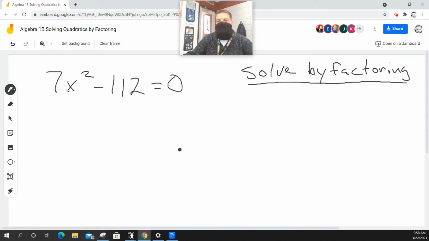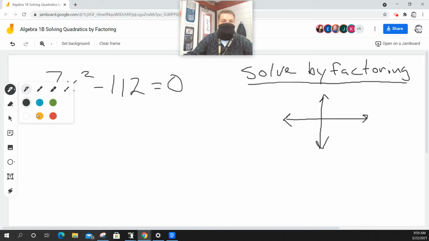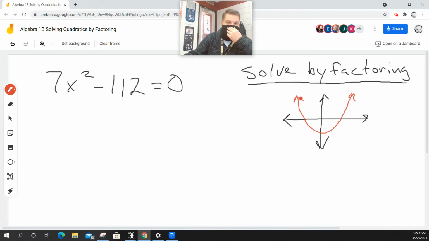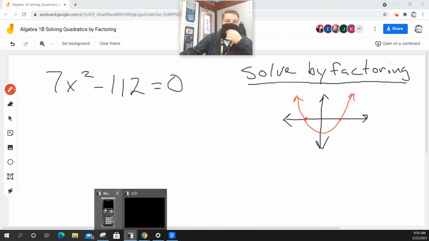And so if I were to graph this thing, it's probably going to cross, I don't know, probably do something like this, like that. Okay, and so we just got to figure out where this is, but we're going to do it through algebra. So I'm looking at 112, and I'm curious if that's divisible by 7.